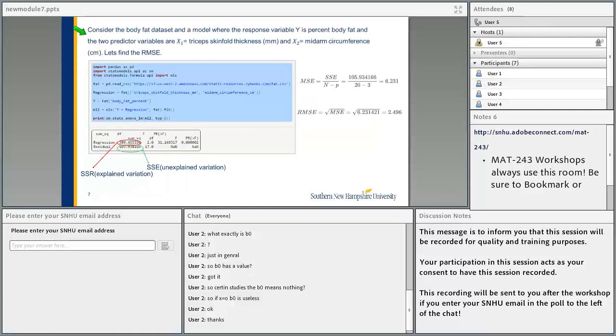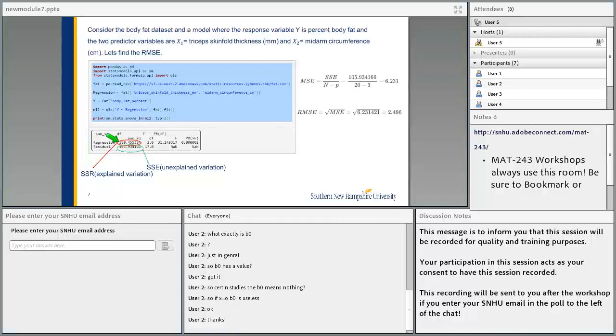Here is an example. Consider the body fat data set and a model where the response variable y is percent body fat and the two predictor variables are x1, triceps skin fold thickness, and x2, mid-arm circumference. Let's find the residual mean standard error. So here we have the Python code. We're using the OLS function. And then you're printing out the ANOVA table.